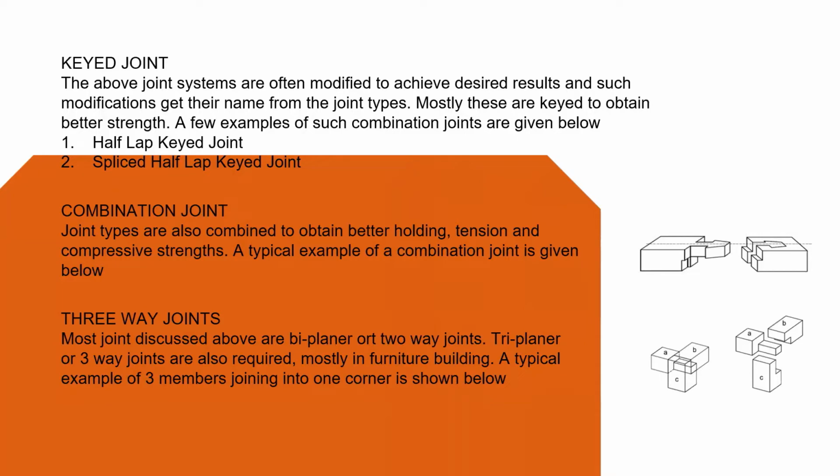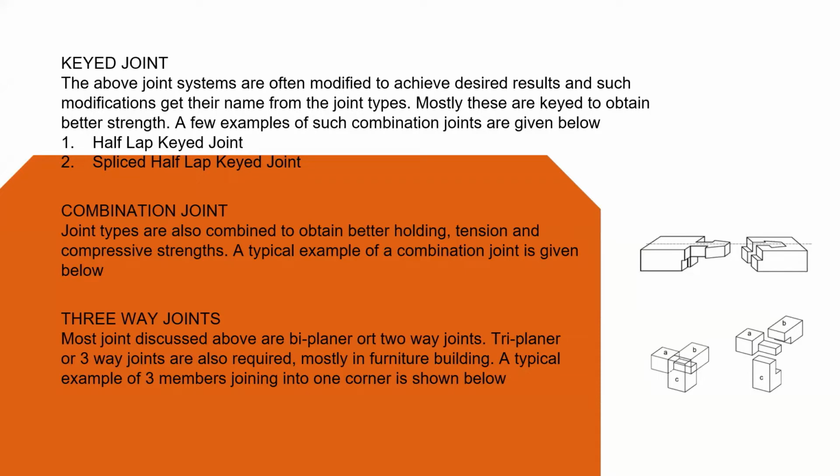Combination joint. The above joint systems are often modified to achieve a desired result, and such modifications get their name from the joint types. Mostly these are key to achieving better strength. A few examples of such combination joints are given below: 1. Half lap joint. 2. Split half lap joint.